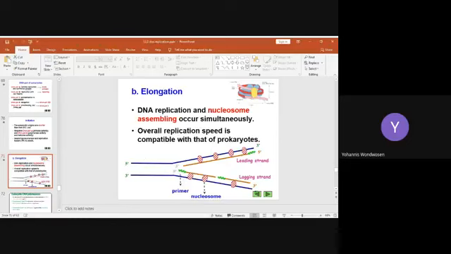In the elongation process of DNA replication, nucleosome assembly occurs simultaneously, and the overall replication speed is comparable to that of the prokaryotes.